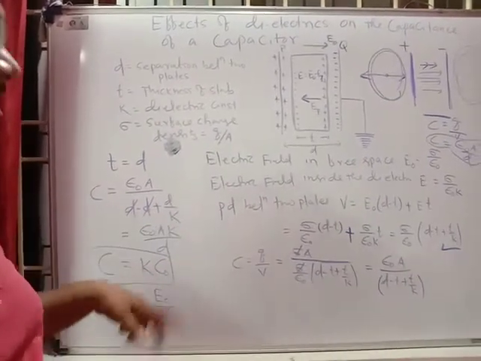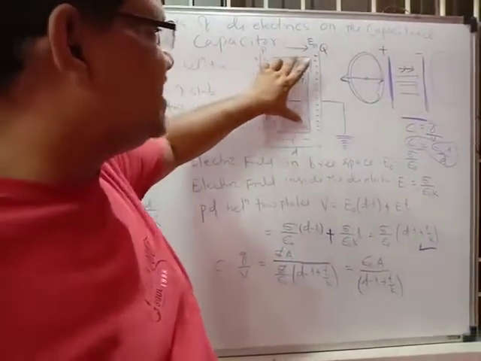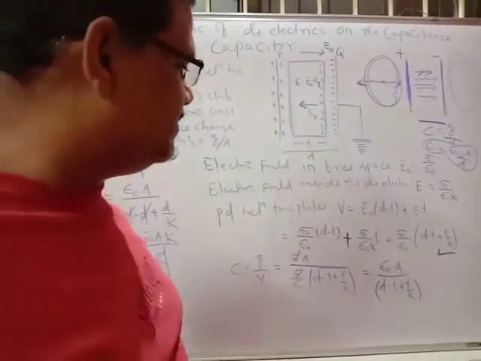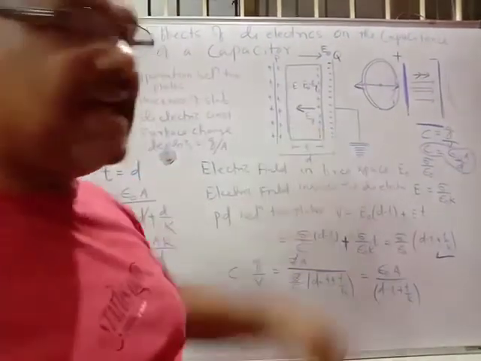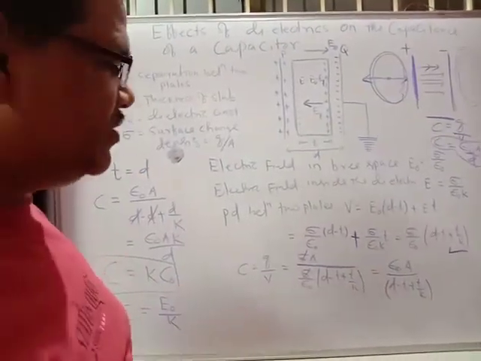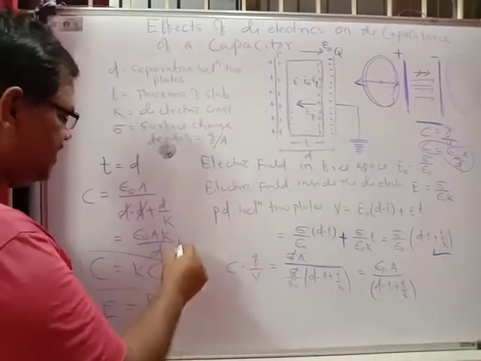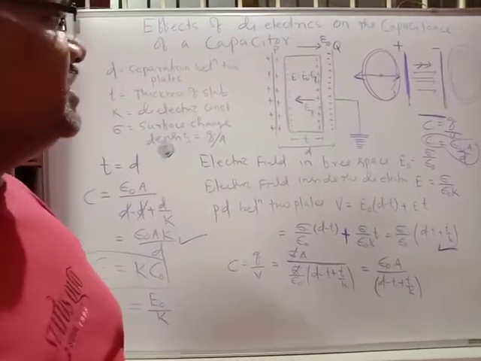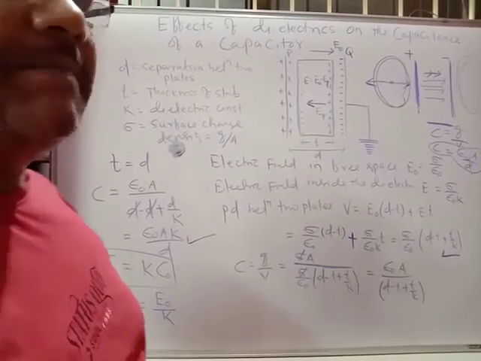So this is the main formula. If the dielectric slab is not completely packed in the plates, then you can apply this formula. If the dielectric slab is completely packed in between the two plates, then you can apply this formula directly, epsilon naught A K upon D, to calculate the capacity of a capacitor. So this is the effect of dielectrics on the capacitance of a capacitor. Thank you.